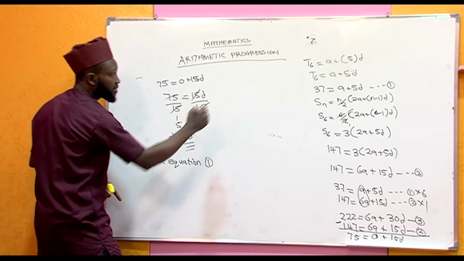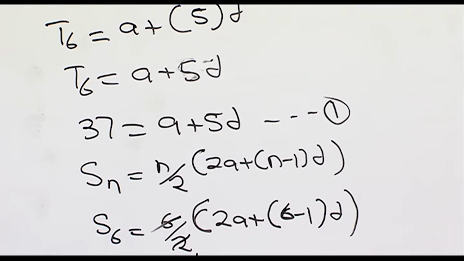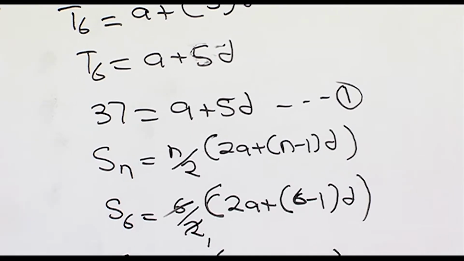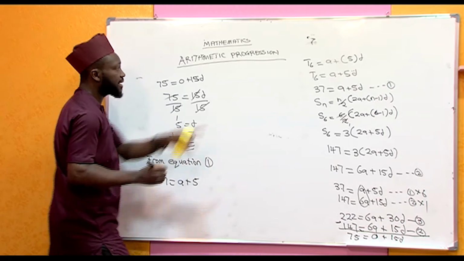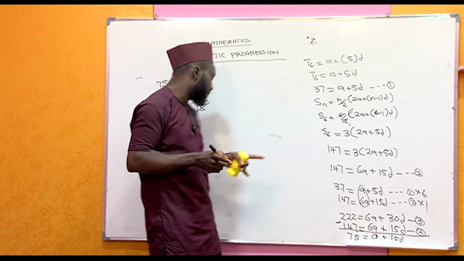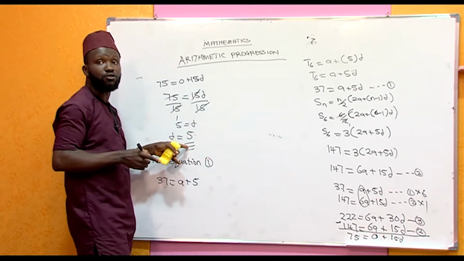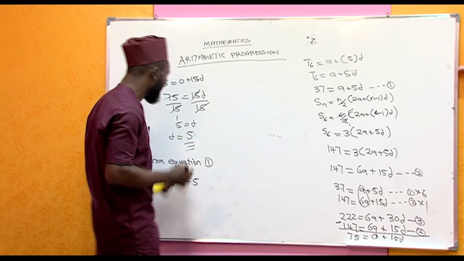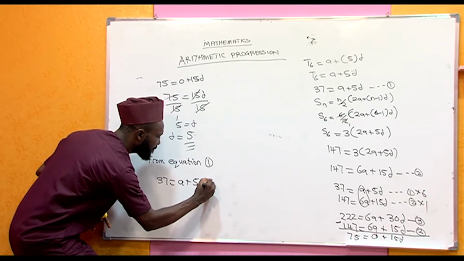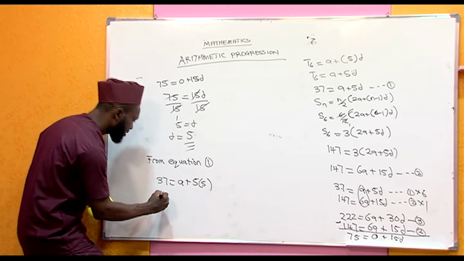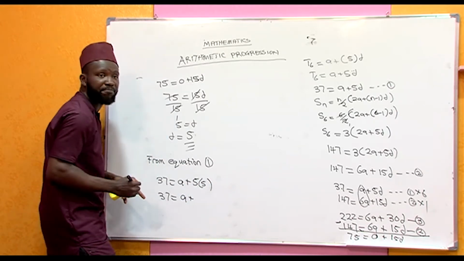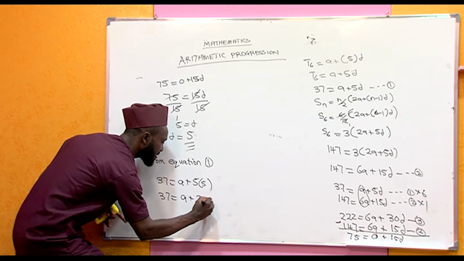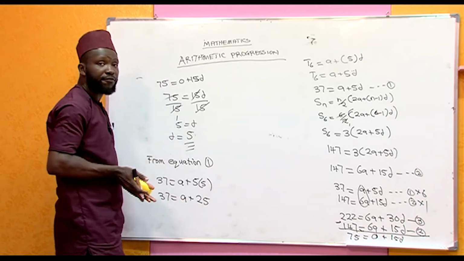From equation one, we have 37 equals A plus 5D. Now, instead of writing D, remember that we have our new common difference to be equal to 5. So just substitute it back. I will have multiplied by 5, and at the end, 37 equals A plus 5 multiplied by 5, which is going to give me 25.